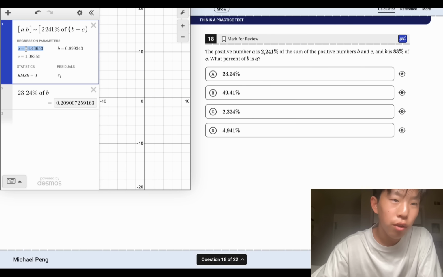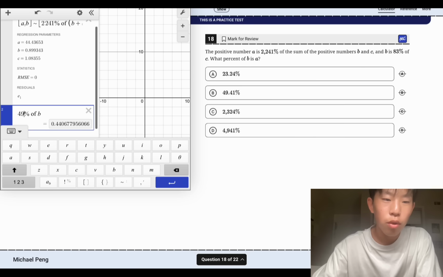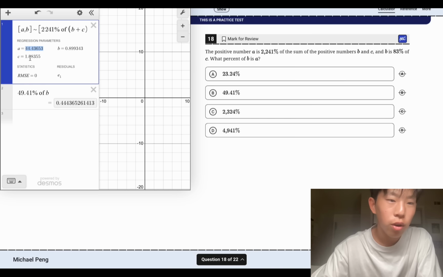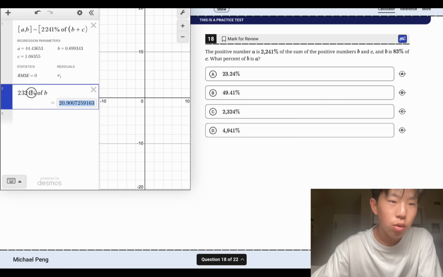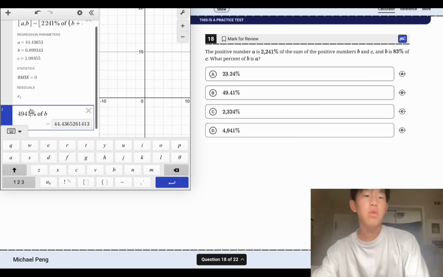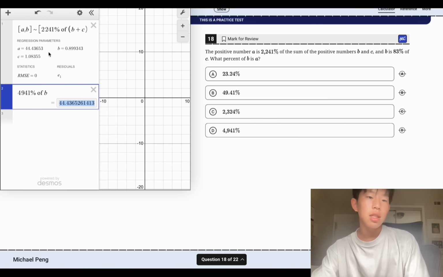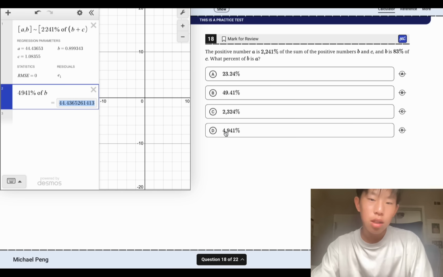Nope. If a is 44, we need to see which one is equal to 44. What about 49.41%? This is 0.44, but it's not 44. So what about 2,324? This is 20. Now let's try 4,941, and this is exactly the answer of A. So it's got to be D.